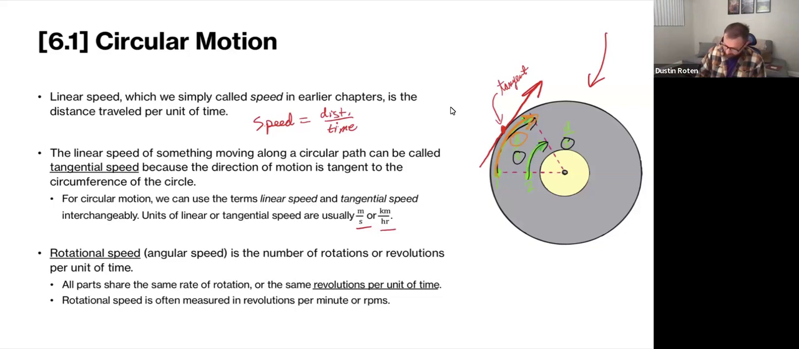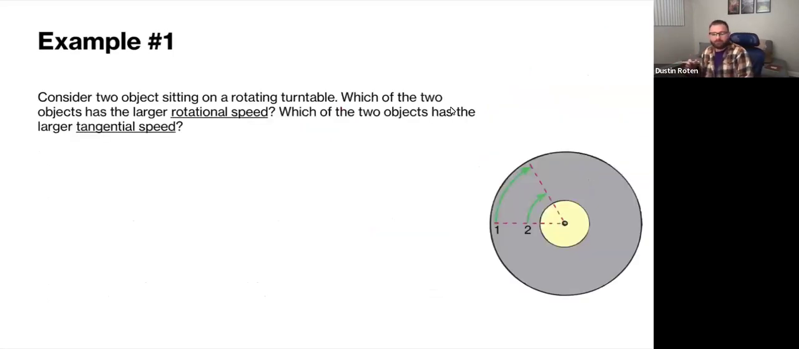Essentially, both of these particles, particle one and particle two, are going to sweep out the same angle. I've labeled it there with theta, but I'll do it bigger. They're both going to sweep out that same angle at the same time. So we can reiterate this. Consider two objects sitting on a rotating turntable. Which of the two objects has the larger rotational speed, and which of the two objects has the larger tangential speed?